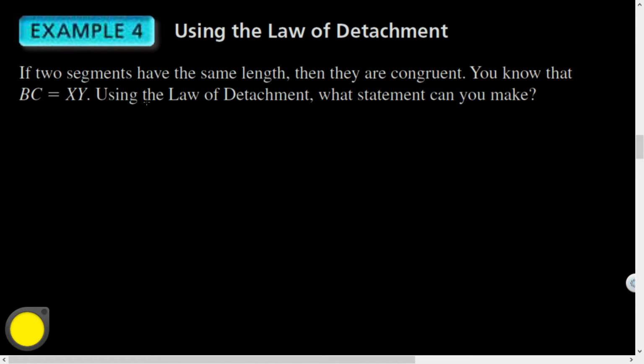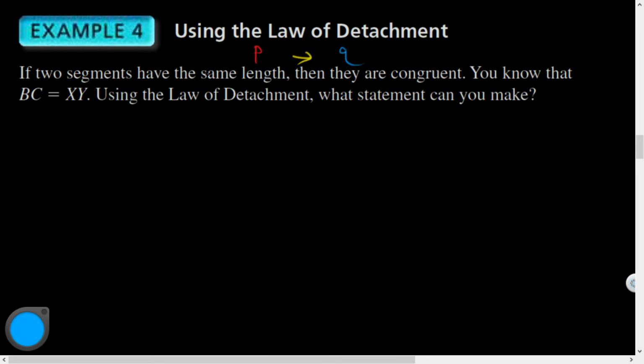So if two segments have the same length, they are congruent. You know that BC is equal to XY. Using the law of detachment, what statement can you make? So let's see. I've got P implies Q is true. And then what did they tell me? I also know this. What statement is that equivalent to? Is that P or Q here?